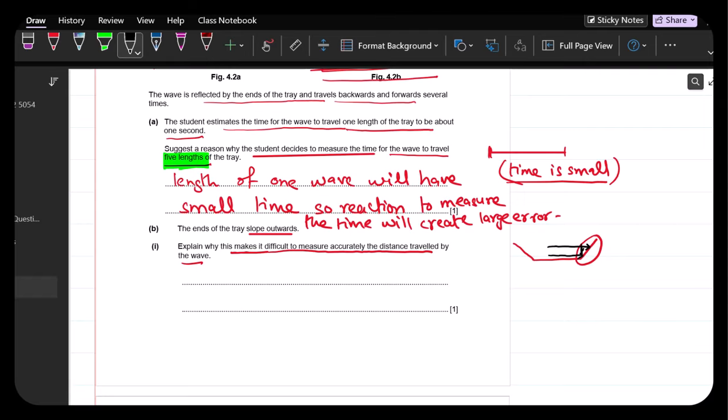So the length of the wave varies. This is the reason. So we cannot place a ruler or scale or meter rule very close to the water. So the length of the wave varies.